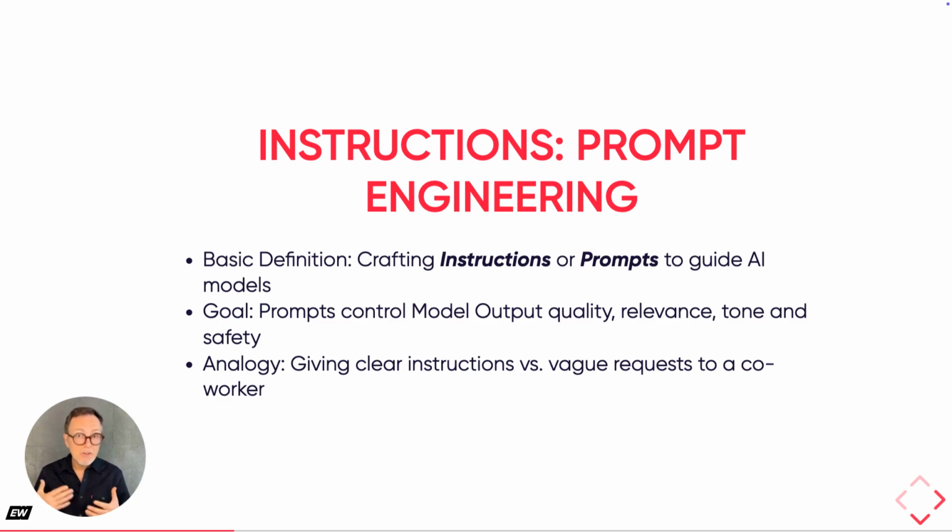A useful analogy is to think about giving instructions to a human coworker. Clear, specific instructions yield better results than vague requests. The same holds true for LLMs. The prompt is our primary means of telling the AI what to do and how to behave.